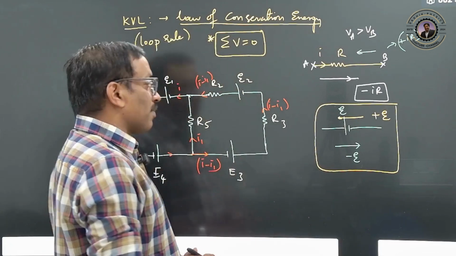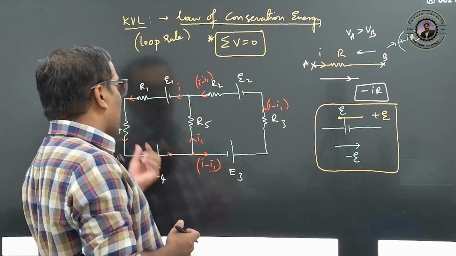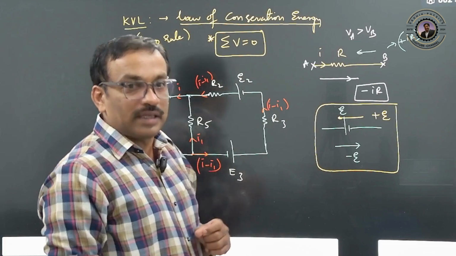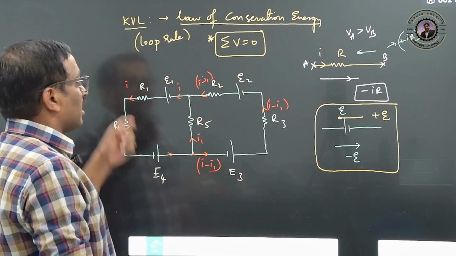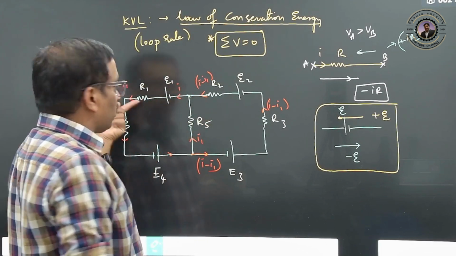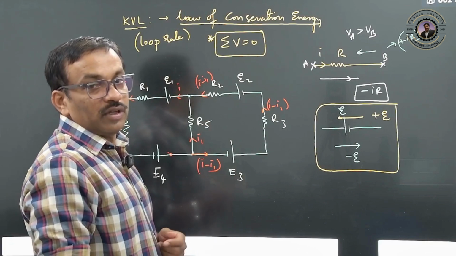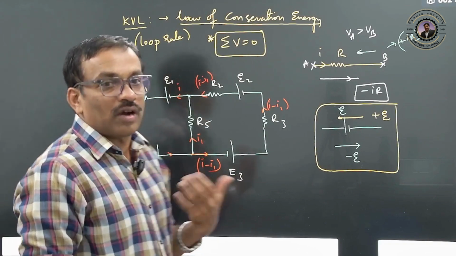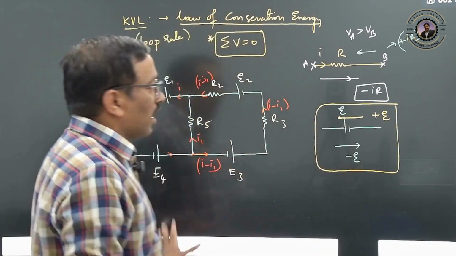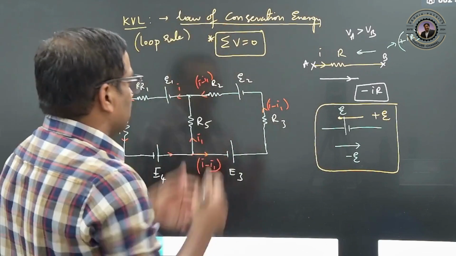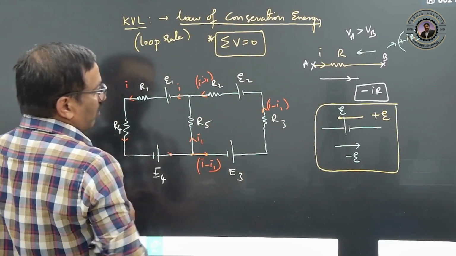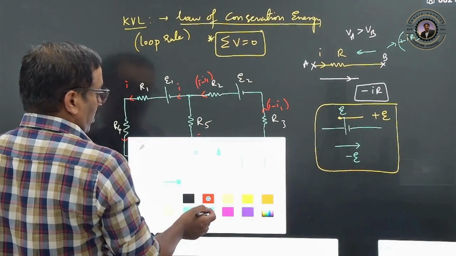Suppose for the answer the current I you got as negative, then your chosen direction is wrong, so the direction was in the opposite direction. If your answer I is positive, then your chosen direction is correct, so you can align it. In this way you can align it, and after aligning you need to apply the KVL equations.